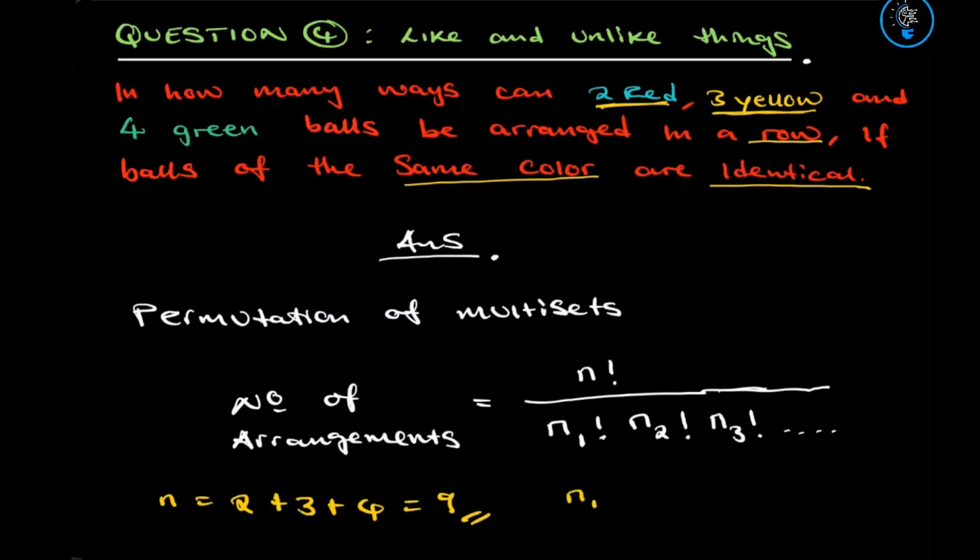Then in group 1, let's call it a set. So in set 1, which is a set of red balls, we have 2 items. Then in group 2, which is a set of yellow balls, we have 3. Then in group 3, we have 4. Now it's just a matter of replacing this into our formula.